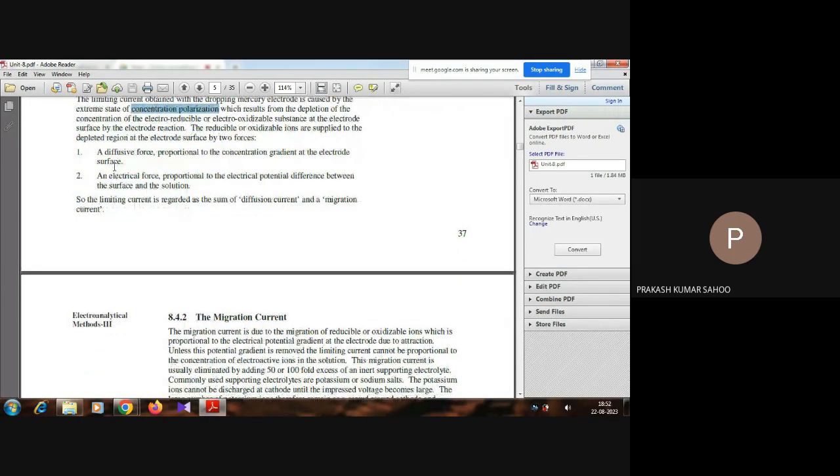So the limiting current has a diffusive force proportional to concentration, that is directly proportional to the concentration gradient. This diffusive force is related to diffusion, and there is also an electrical force, the external electricity, which is proportional to the electrical potential difference in volts between the surface and the solution. So the limiting current is regarded as the sum of diffusion current and migration current. It is the sum of both of these two.